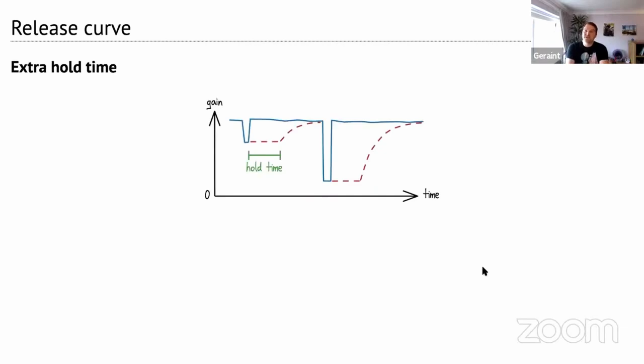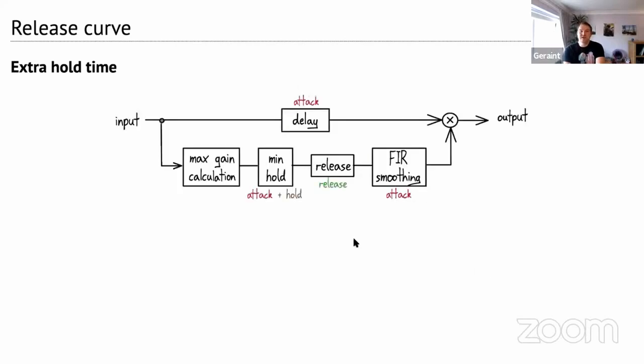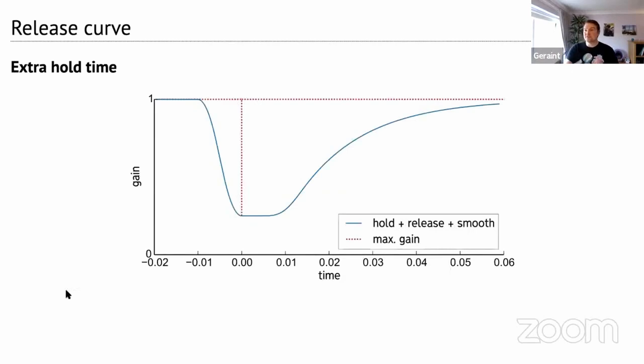The other thing you might want is hold times. That's pretty common. If you've got a lot of peaks in quick succession, you might want to still have a fast attack, but to not actually start your release for a bit. This is, again, really easy to add to our flow because you just increase your moving minimum a bit more. Previously, our moving minimum was exactly the same as the smoothing length, and now you just hold on a bit longer.